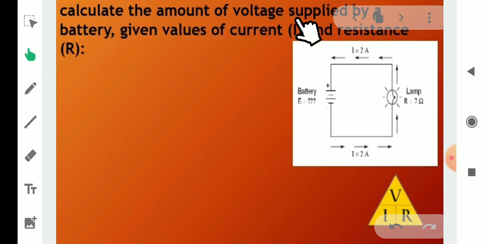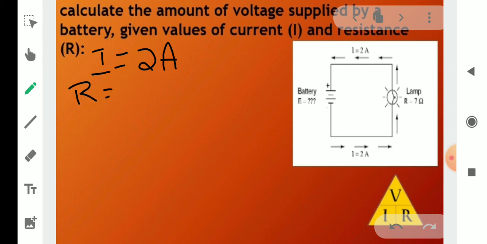Calculate the amount of voltage supplied by a battery given values of current I and resistance. So here resistance is given, R equal to 7 ohm. Resistance of an electric bulb is given, that is 7 ohm, and current is given, 2 ampere. We have to find the voltage of the battery. So let us write what is given. Current I is equal to 2 ampere. Next, resistance R is equal to 7 ohm. We have to find the voltage.